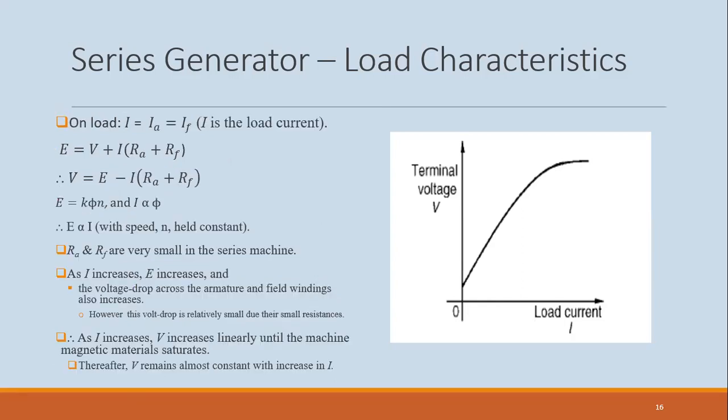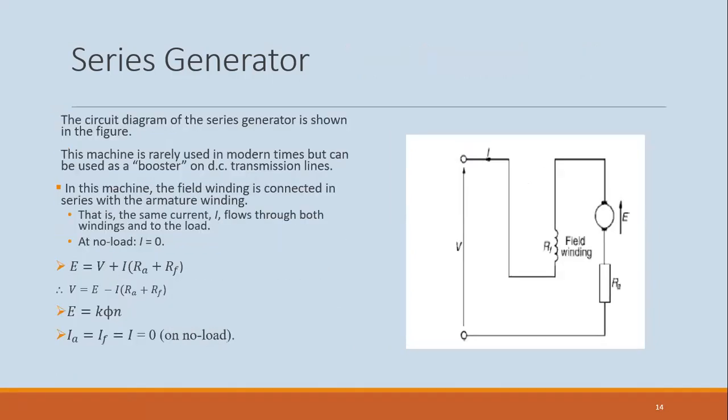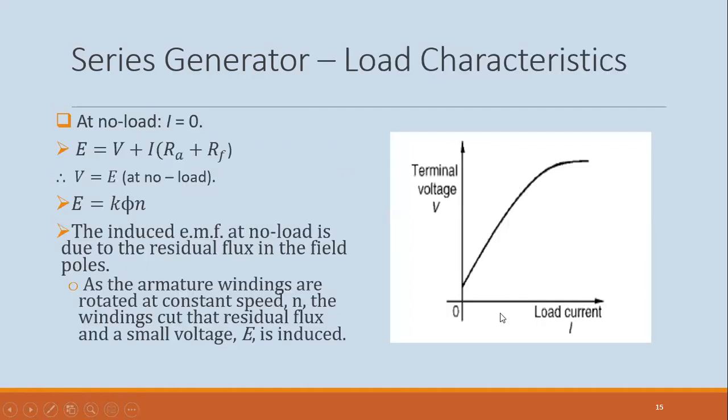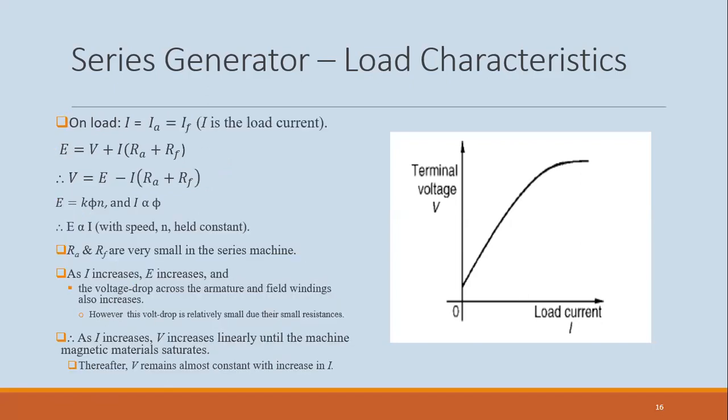And as we load the machine now, the same current flows through the armature and the field. Since these are in series, that's why you have RF plus RA, the total resistance of the armature and field winding. All right. So again, V is equal to E minus IA RA.